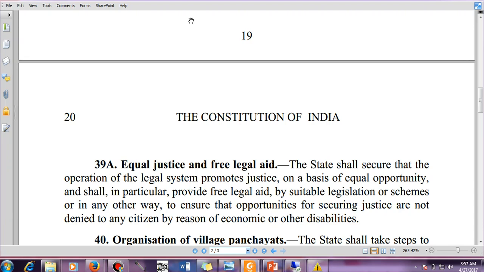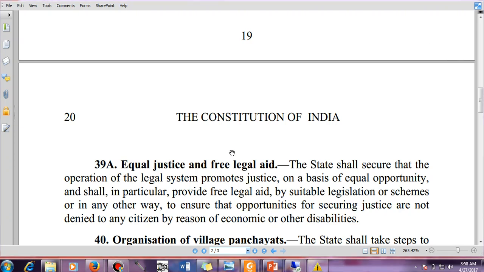So what is there in the article basically? The state shall secure that the operation of legal system promotes justice on a basis of equal opportunity and shall in particular provide free legal aid by suitable legislation or schemes or in any other way to ensure that opportunities to securing justice are not denied to any citizen by reason of economic or other disabilities. That means even if people are not able to pay money, but still we have to give them justice. So that is the main point.